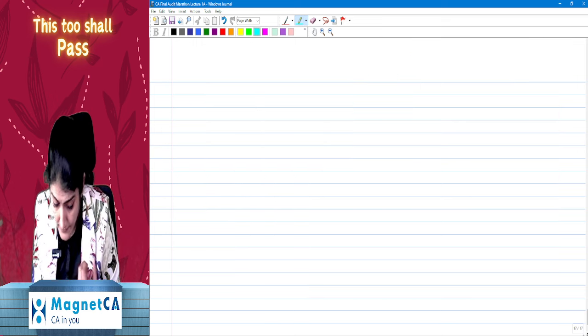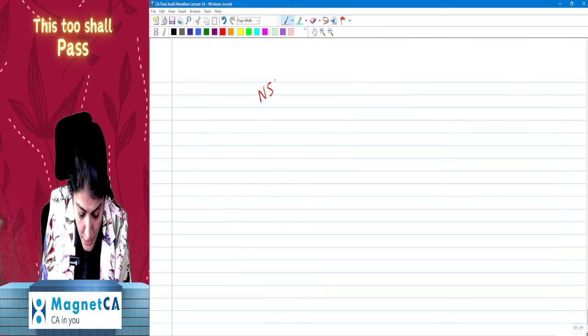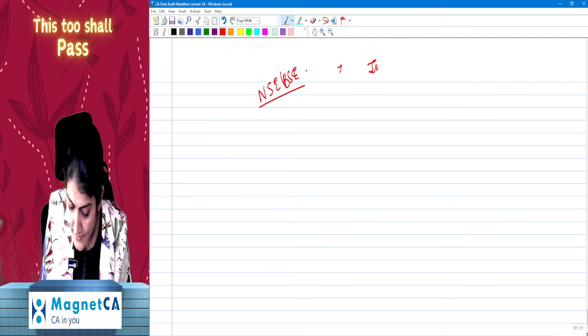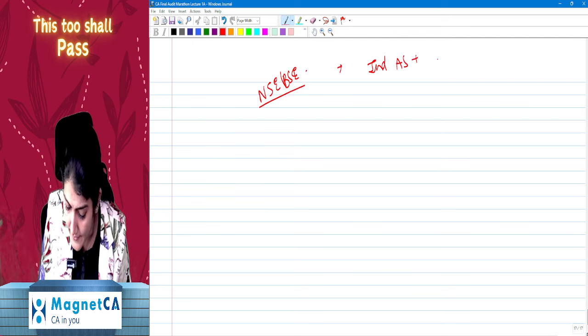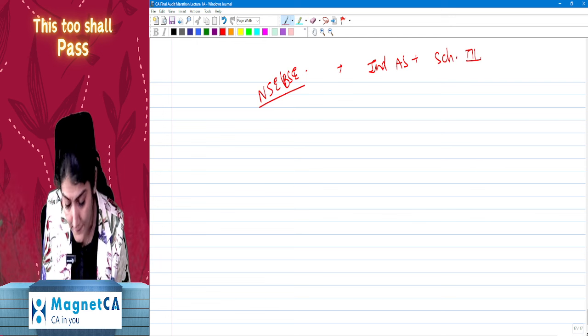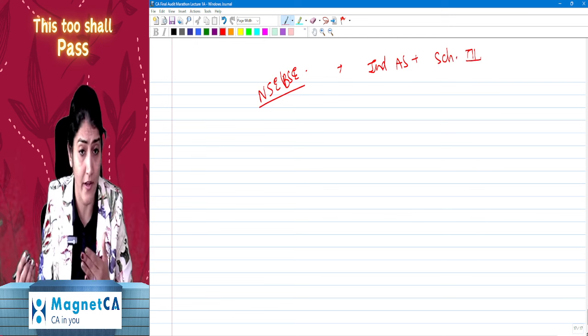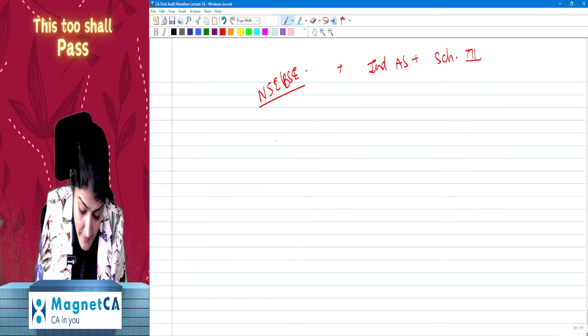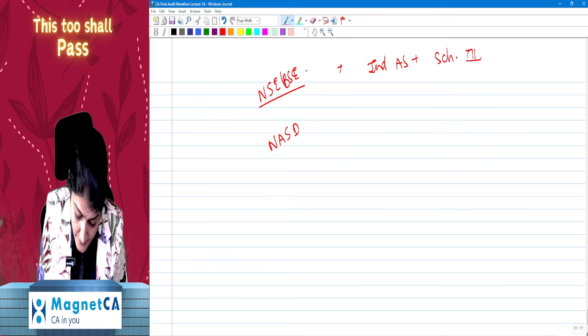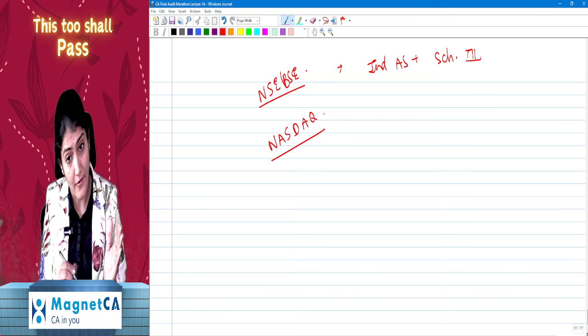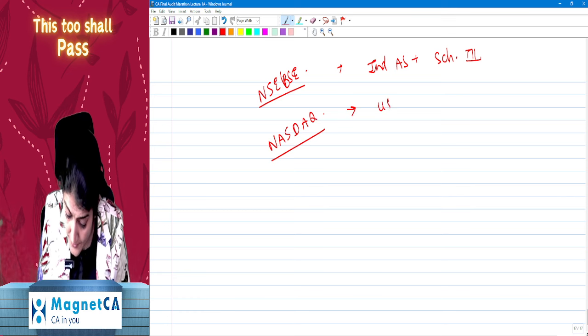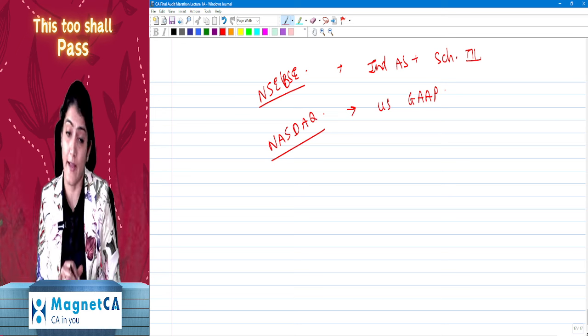Like for example, if the company is listed on the stock exchange, BSE, NSE, so obviously it has to prepare its financial statements as per the Ind AS and the Schedule 3. And that's the AFRF. Say the company is listed on the US stock exchange, on the NASDAQ. So now to submit to the US stock exchange authority, the company will prepare financial statements as per US GAAP.